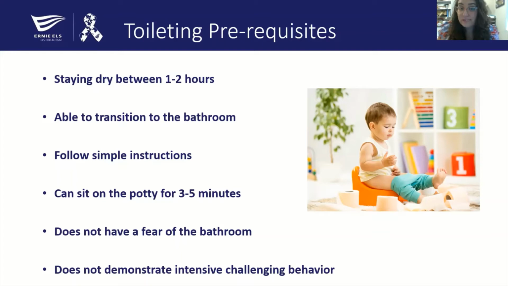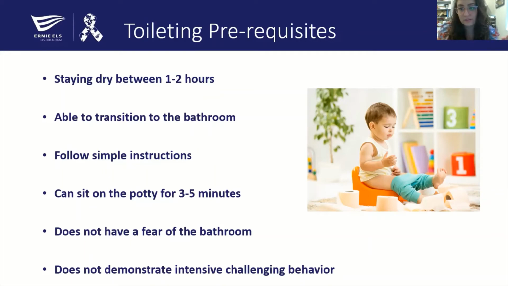That they can follow basic, simple instructions like stand up, come here, take my hand, go, walk. Very basic instructions. And second to last, that they can sit on the potty for 3 to 5 minutes. And that doesn't mean that they have eliminated on the potty yet, just means that they are able to sit there and tolerate sitting on the potty for up to 3 to 5 minutes. And lastly, that they don't demonstrate intensive challenging behavior.